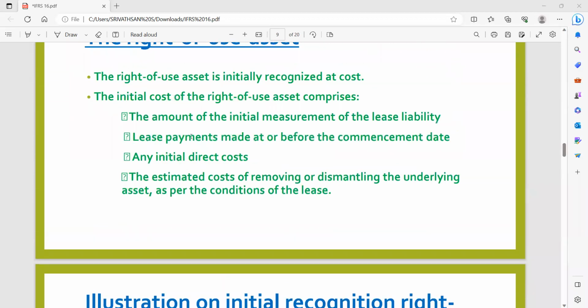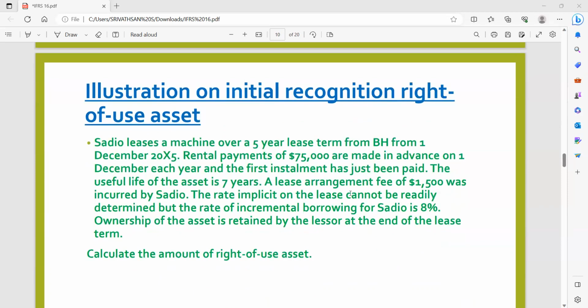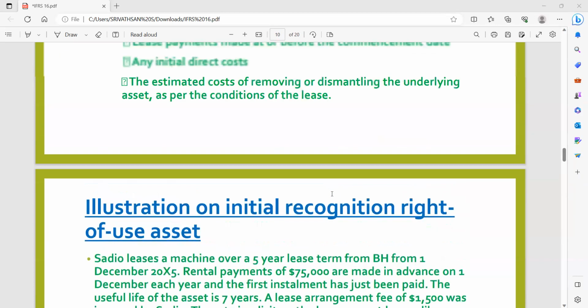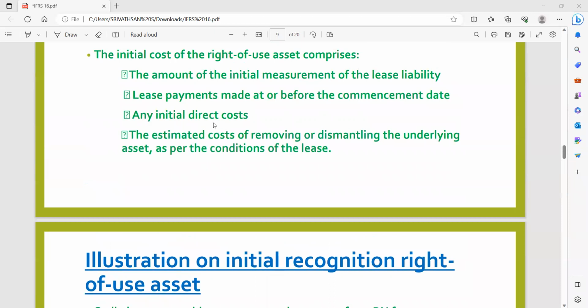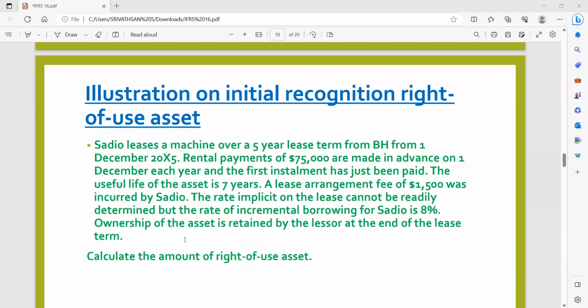So this is nothing but the advance payment, a lease payment made at or before the commencement date. So you should add this to the lease liability. 75,000 should be added to the lease liability. And the useful life of the asset is 7 years. A lease arrangement fee of 1,500 was incurred by Sadio. This lease arrangement fee is nothing but an initial direct cost. So this 1,500 should also be added to the lease liability.